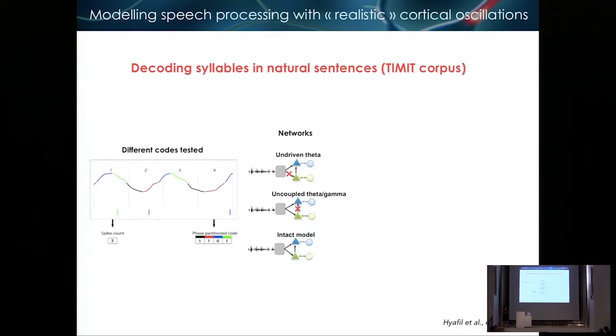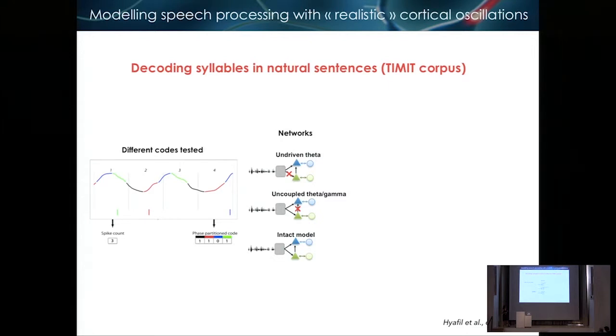So we actually decoded this activity with a classifier, and we used different codes and different networks to compare. We used a simple code where we simply take the count of the spikes within a theta cycle, and another more complicated code where we take into account the phase. We label the spikes by the different phases of the theta cycle, which we call the phase partition code.